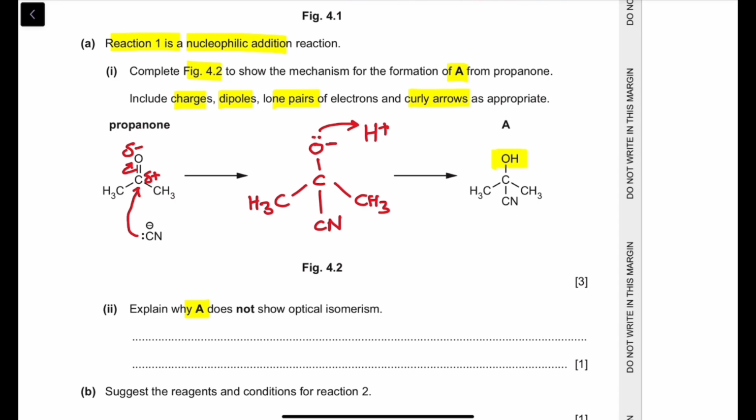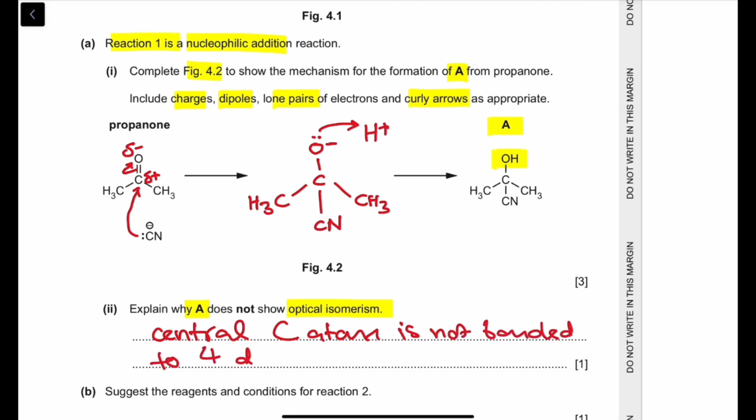Explain why A does not show optical isomerism. Whenever something doesn't show optical isomerism, it must mean that there is no chiral center. So the central C atom is not bonded to 4 different groups of atoms. And if we take a look, this is our central carbon. There are actually 2 methyl groups, therefore 2 same groups.